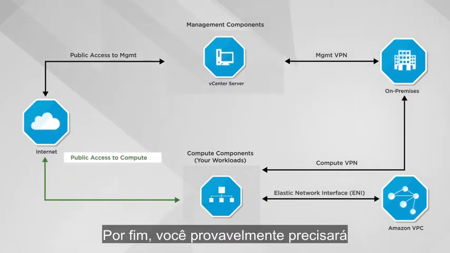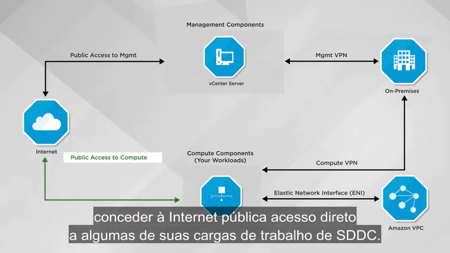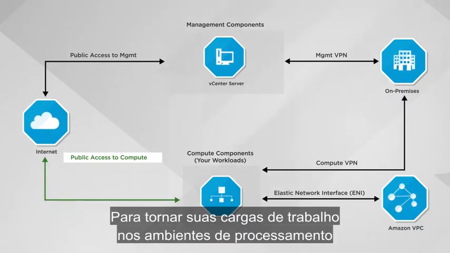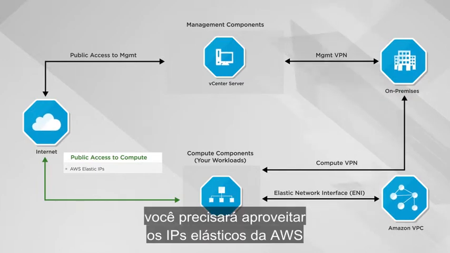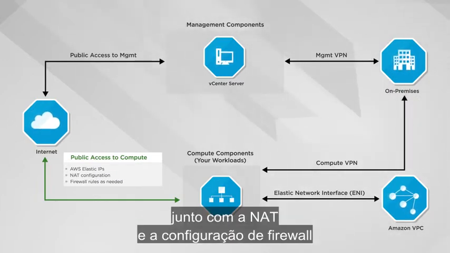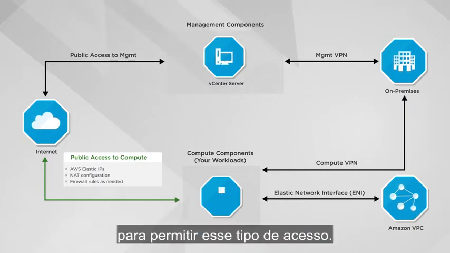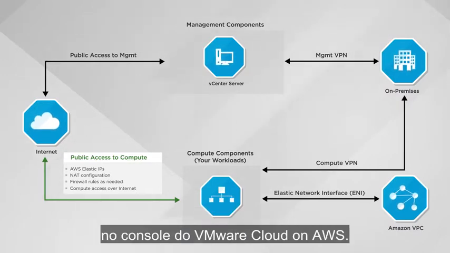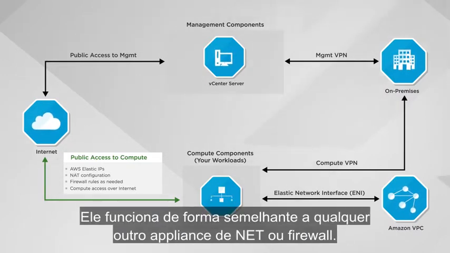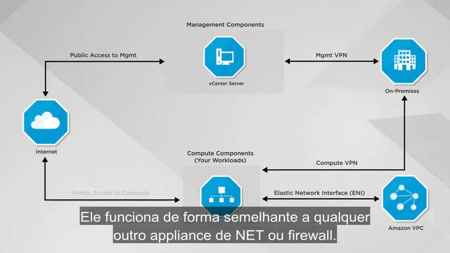Finally, you will likely need to give direct public internet access to some of your SDDC workloads. To make your workloads in the compute environments accessible to the internet, you will need to leverage AWS Elastic IPs, along with NAT and firewall configuration to allow that type of access. Again, this can be done through the networking interface in the VMware Cloud on AWS console and works similar to any other firewall or NAT appliance.